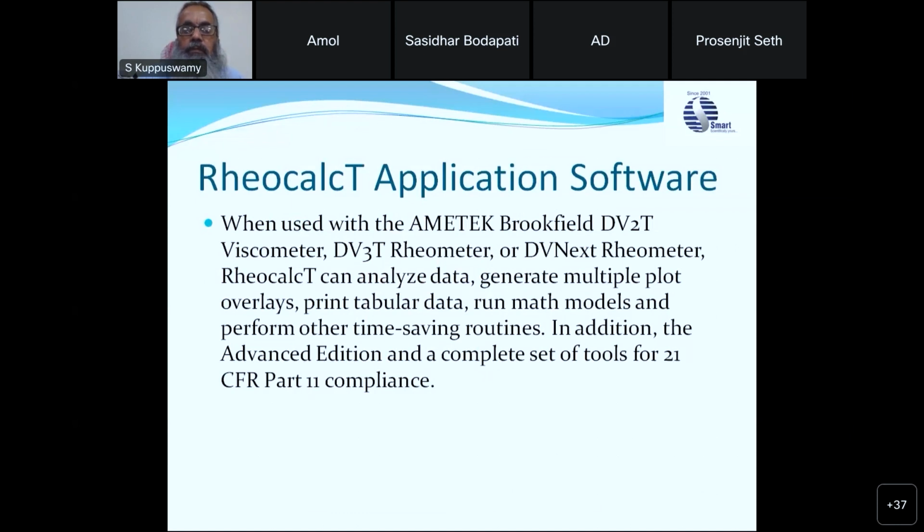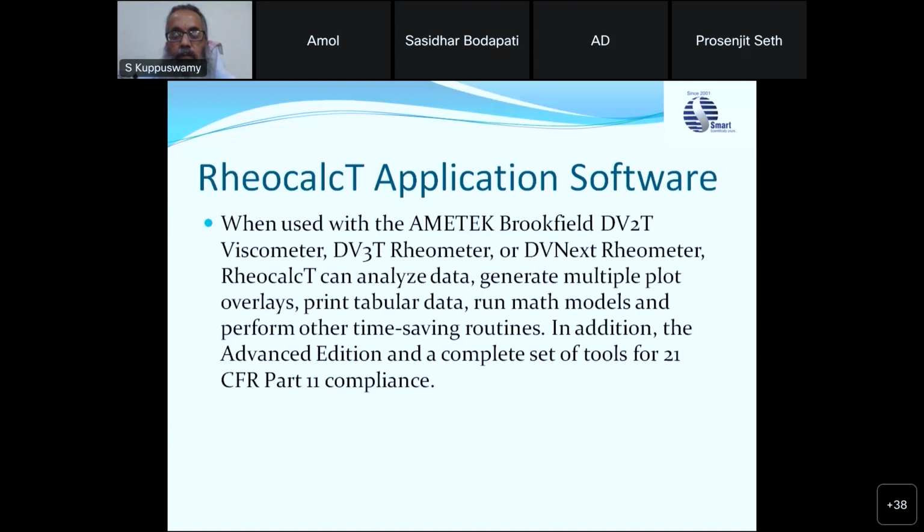The PC application software for Brookfield Viscometers is called RheoCalc T. This is normally used with all viscometers. The same software is used with all Brookfield viscometers from second generation models, DV2T, DV3T and more, DV Next. It can analyze data, generate multiple plots, print tabular data, run math models and perform other time-saving solutions.